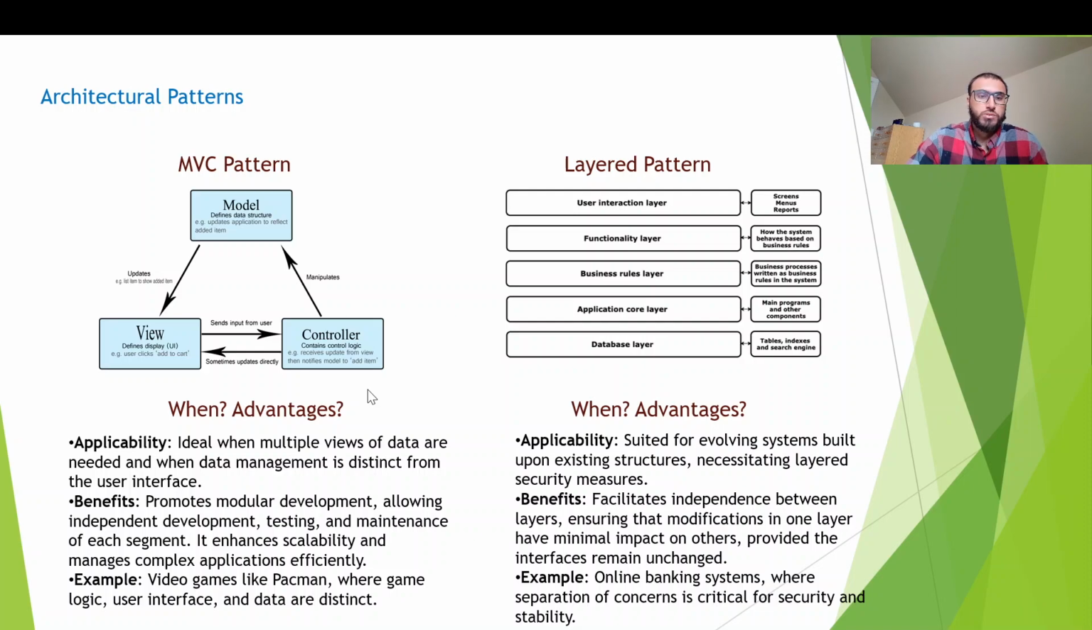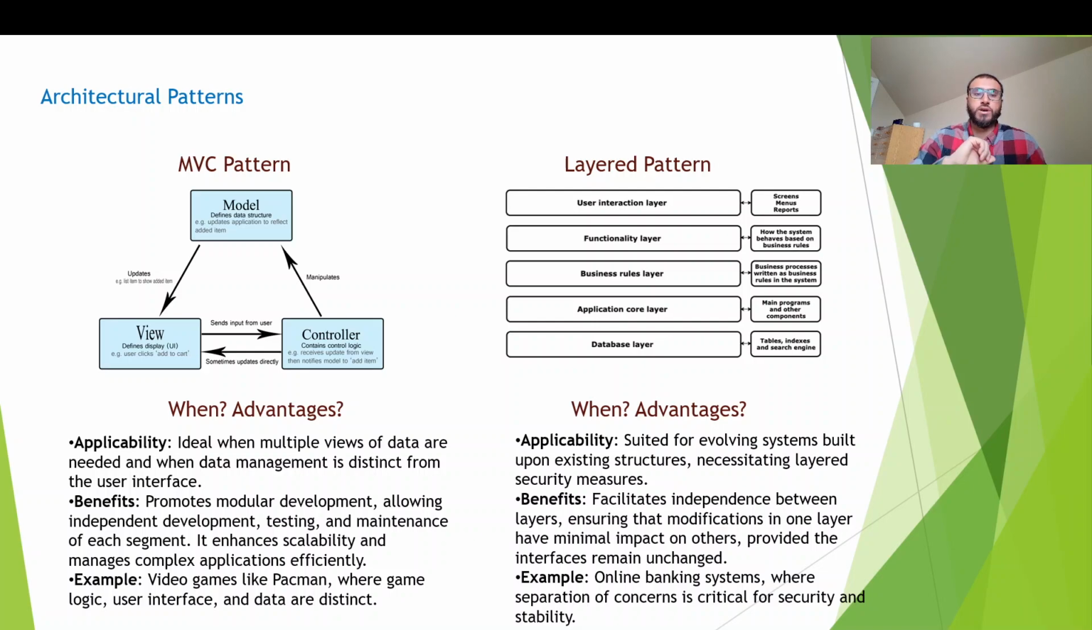This type of pattern is particularly important when there's multiple views of data that are needed, and the data management is distinct from the user interface. So the data and the actual UI are separated, and this is really good because it allows for modular development, testing, and maintenance.